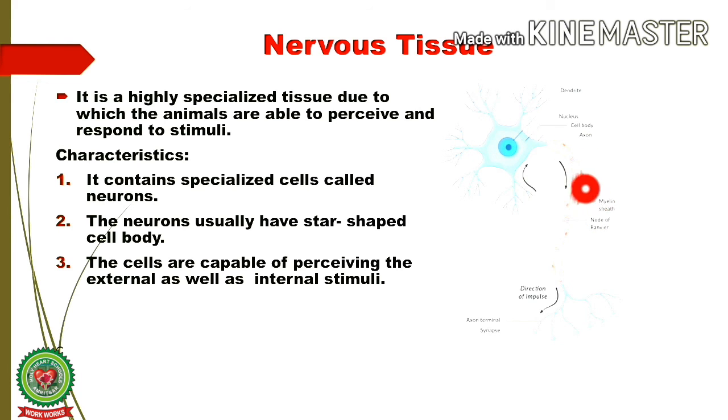And axon, it is a single long projection of uniform thickness. It carries messages away from the cyton. The highly branched end of the axon is called terminal arborization. The terminal arborization of axon of one neuron is very closely placed to the dendrons of another neuron to carry impulses from one neuron to another neuron. This close proximity is called synapse. And the space present between two neurons is called synaptic cleft.